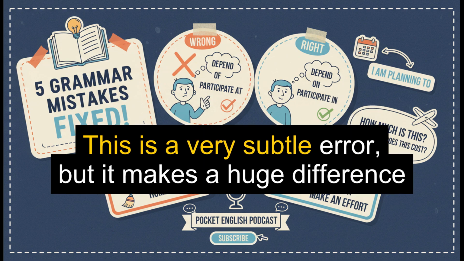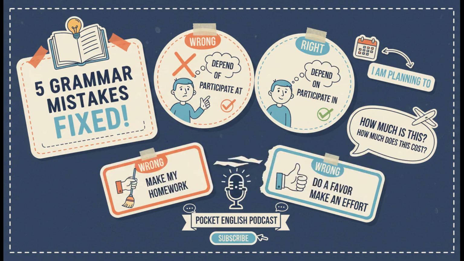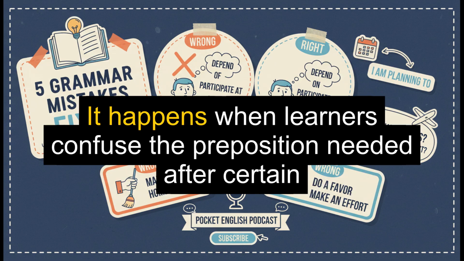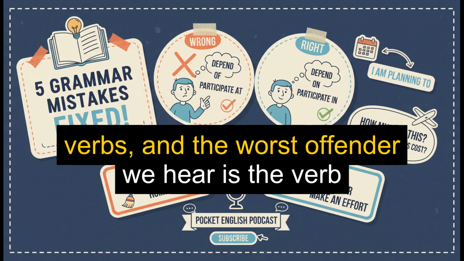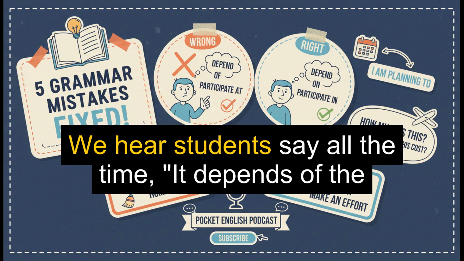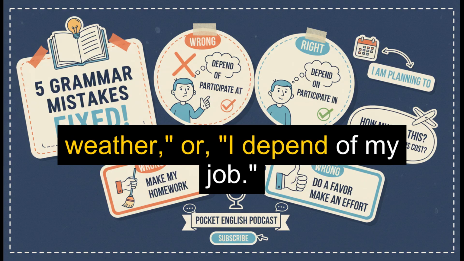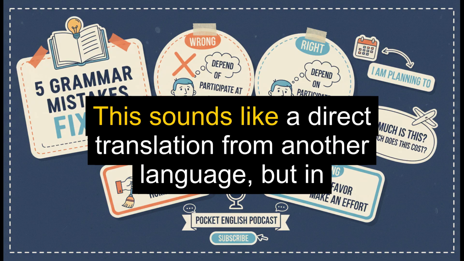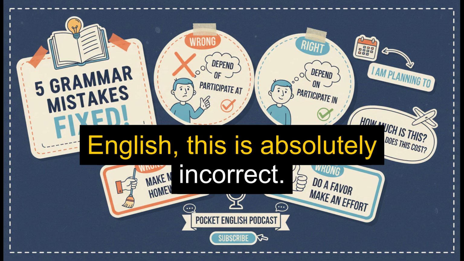This is a very subtle error, but it makes a huge difference in how natural you sound. It happens when learners confuse the preposition needed after certain verbs, and the worst offender we hear is the verb depend. Yes. We hear students say all the time, "It depends of the weather," or "I depend of my job." This sounds like a direct translation from another language, but in English, this is absolutely incorrect.